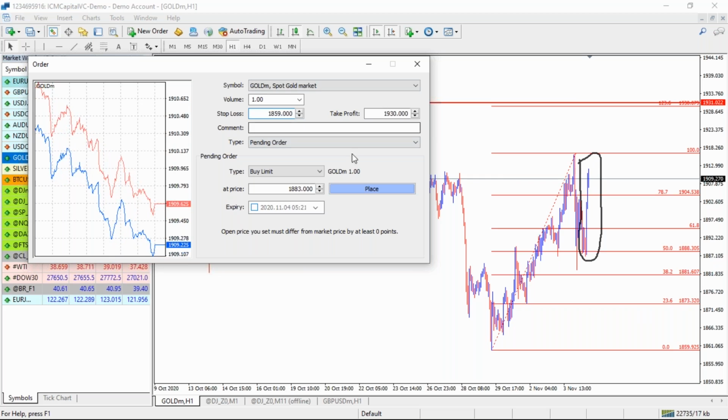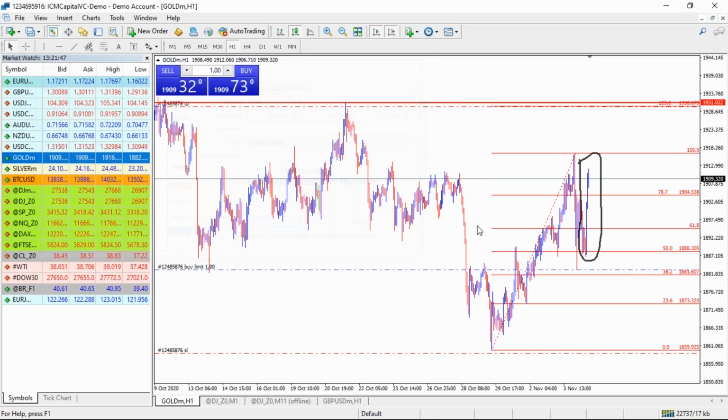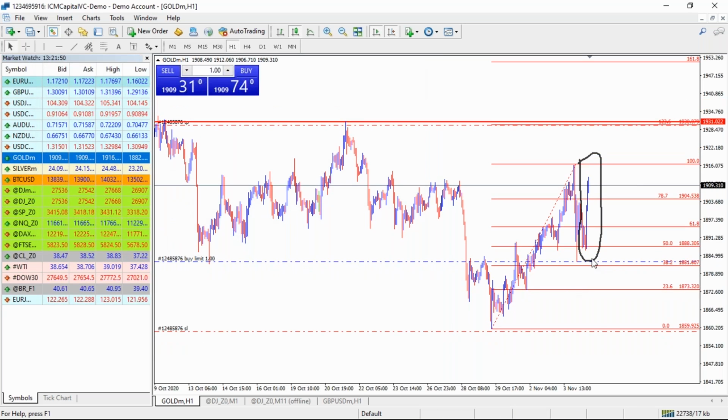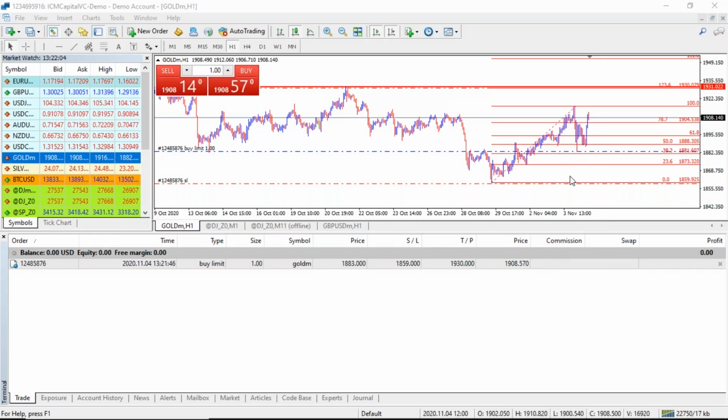By this way, a trader would be setting a trade that has an expected return more than the expected risk. You can see here, I'm risking this much, but I'm earning this much if my trade was correct. So I can see here this buy limit in the market, and if it was ahead of this correction, a trader would now be holding a trade from 1883 and targeting 1930 with a stop loss at 1859.